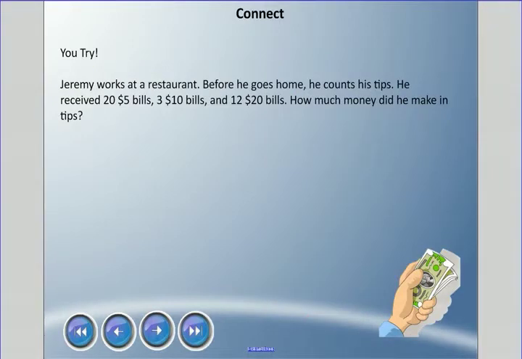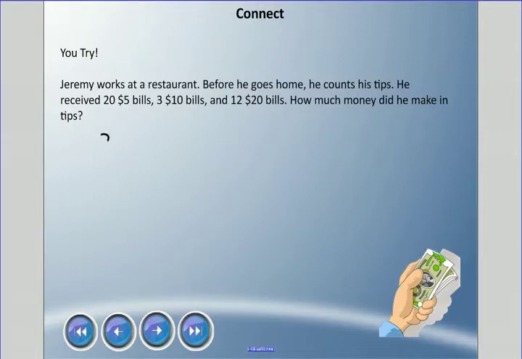I want you to try one. Jeremy works at a restaurant. Before he goes home, he counts his tips, and if you don't tip your waiter or your waitress, please start. He received 5 $20 bills, 3 $10 bills, and 12 $20 bills. How much money did he make in tips? I'm going to get you to pause that and come back when you're ready.